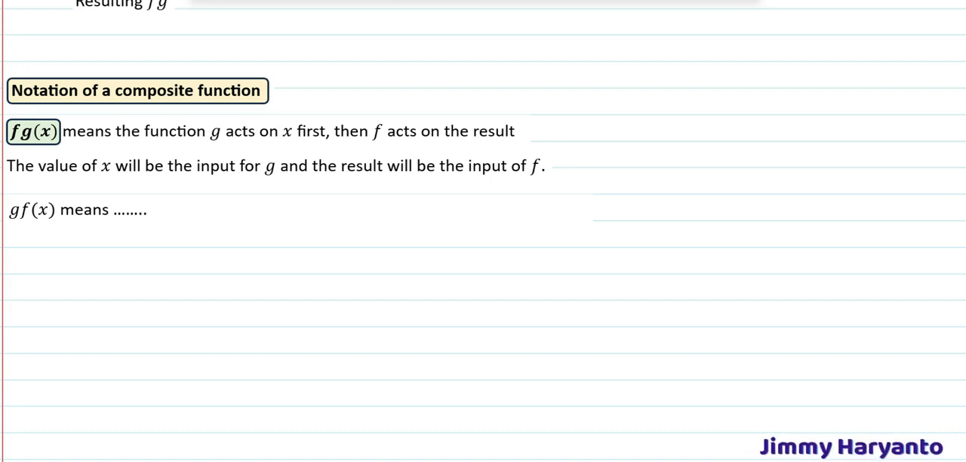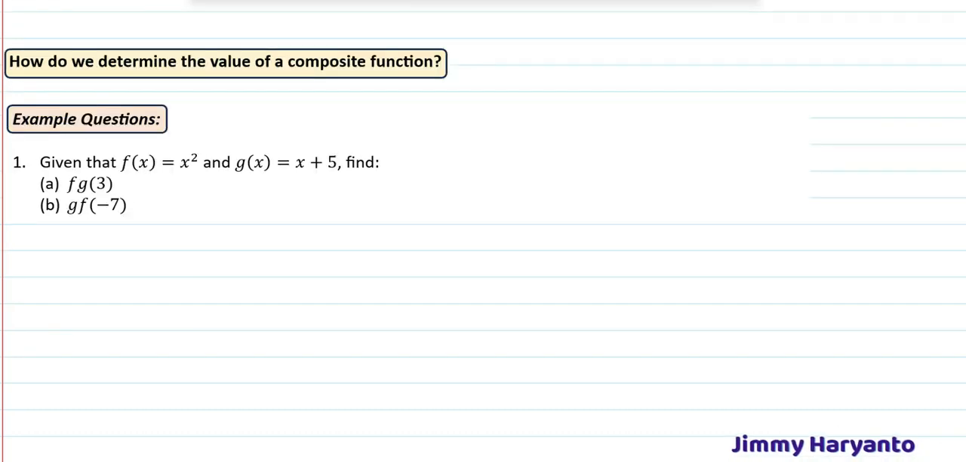Okay, we'll go to the next section. The next section is how do we determine the value of a composite function. As I told you before, we can find the result of the composite function by doing the calculation twice, because we don't have the rules for the direct calculation. That means we have to calculate this twice.